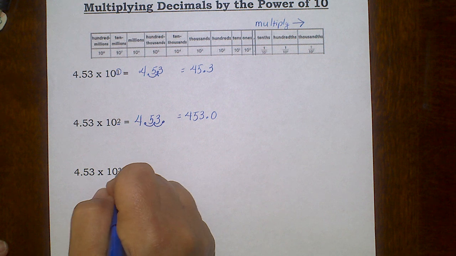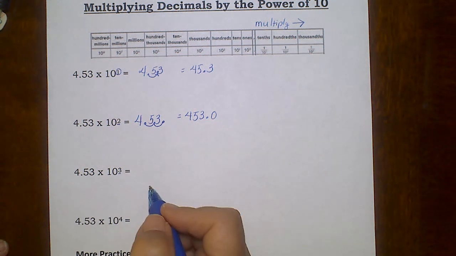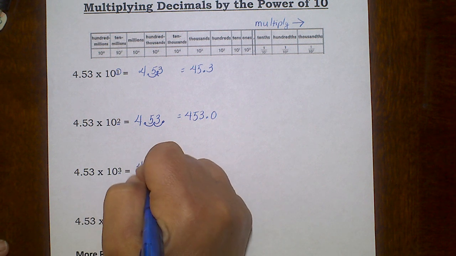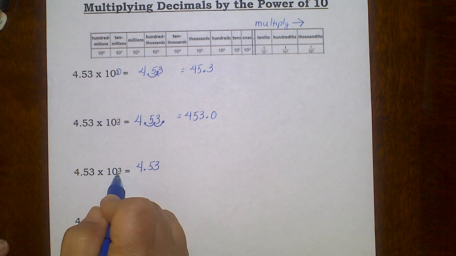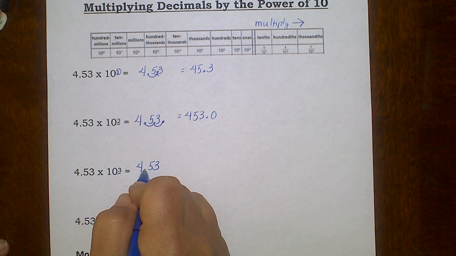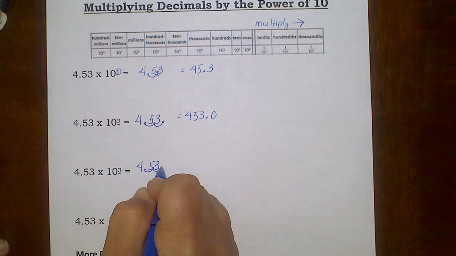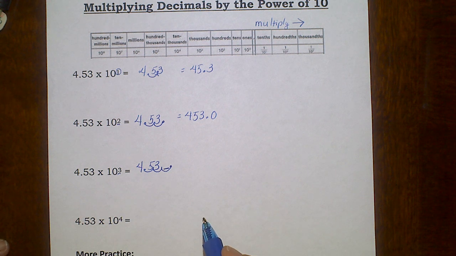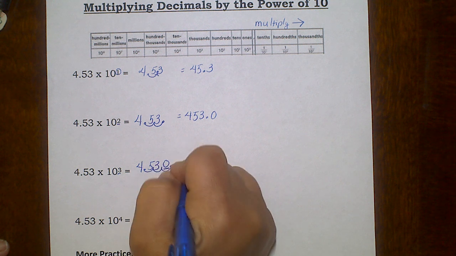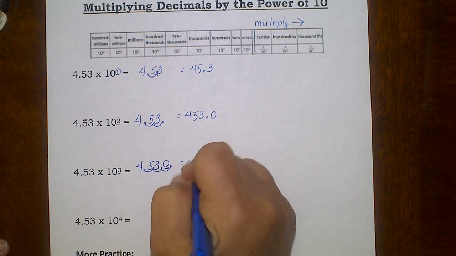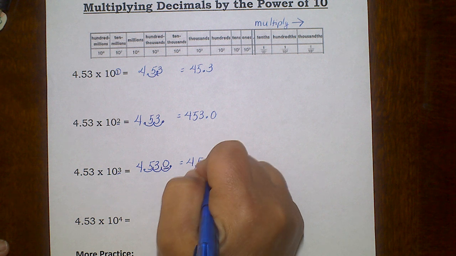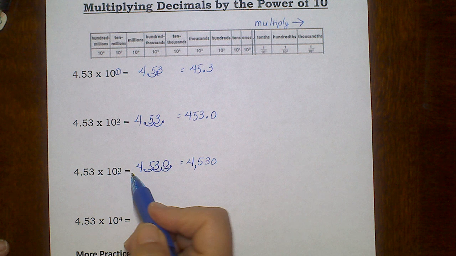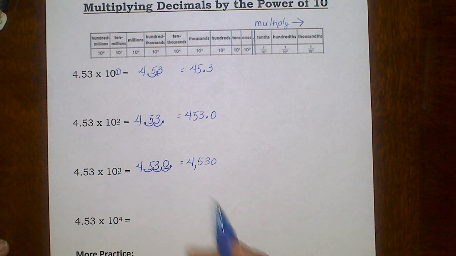Let's try another one. What about the third power, where 10 times 10 times 10 is 1,000? I would write the decimal 4 and 53 hundredths again. This time I'm going to move the decimal point 3 times. So watch. 1, 2, 3. We'll have an empty place here. We've talked about this in school before. Whenever you see an empty place, you put in a 0. So that means the answer to this problem is 4,530 because we moved the decimal point 3 times, or basically multiplied by 1,000.